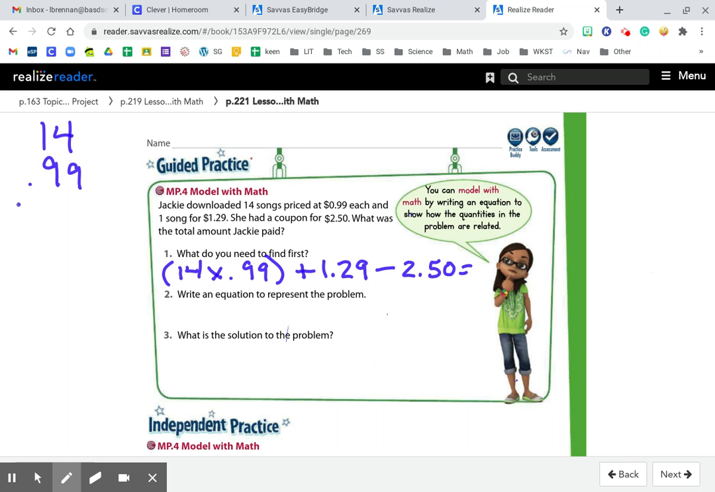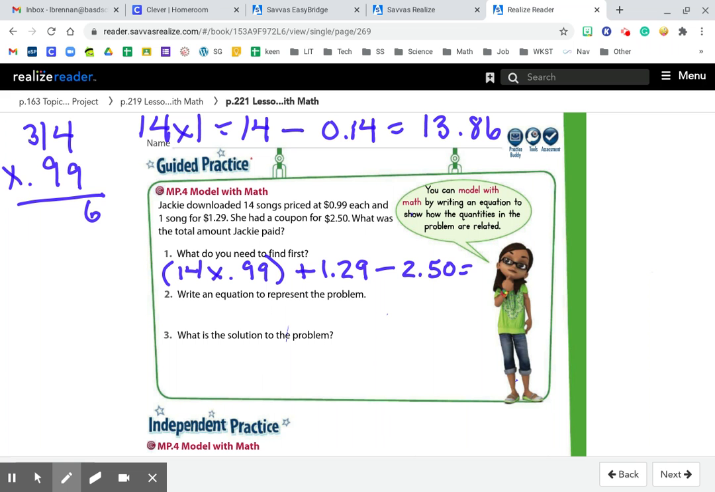And if you do this in mental math, you could do 14 times 1 is 14, and then we'll take away 14 cents because we overestimated by a penny. So that's a sneaky way to do that if you want to use your mental math. If you want to use the algorithm, 14 times 99, 9 times 4 is 36, 9 times 1 is 9, plus 3 is 12, 9 times 4 is 36, so on.